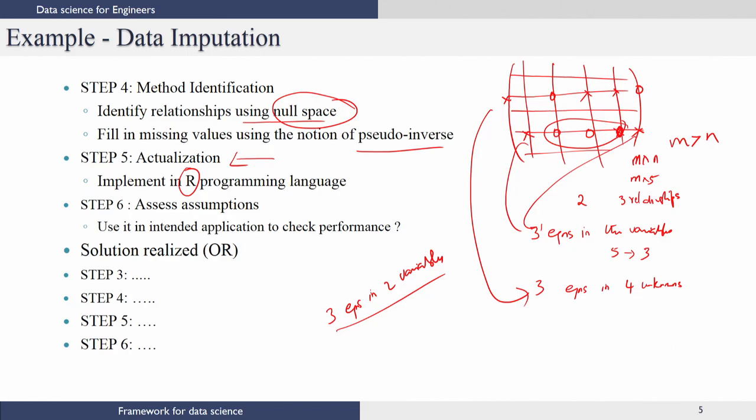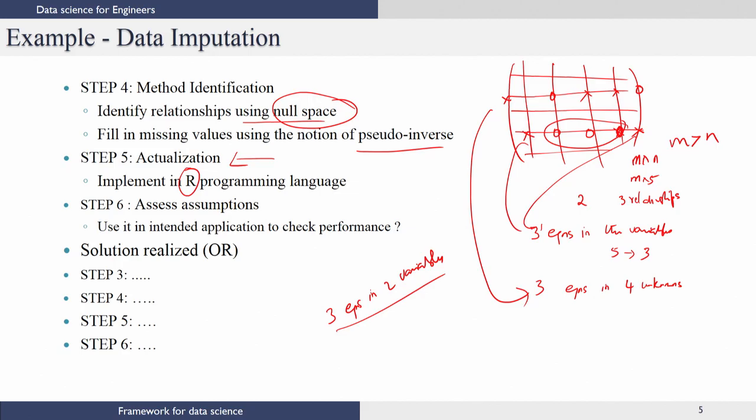So, maybe you could take the completely filled in data with your data imputation and use the data set for whatever the intended application is, and then look at whether you are getting a performance that you are happy with. Now, if you are not getting a performance that you are happy with, then you do not blame the null space concept, but you say maybe the problem is that these relationships are not linear, or if we have assumed that there is no error or noise in the data, maybe that assumption is not valid. So, we have to go back and look at those assumptions.